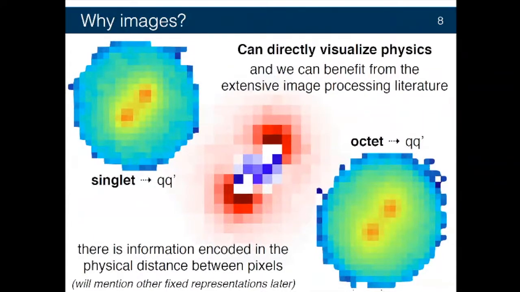There are other structures for organizing information, even in fixed representations. But images are nice for many reasons. One of my favorite reasons is that you can just directly visualize the physics. You can look at these images that I've shown here, and you can start to tell a story.